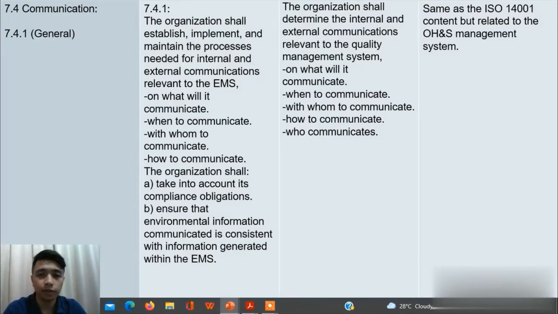It is similar for the three documents, which state that the organization shall establish, implement, and maintain the processes needed for internal and external communications relevant to their management system, which is on what to communicate, when to communicate, with whom to communicate, and how to communicate. And then the organization shall take into account its compliance obligations and ensure that environmental information communicated is consistent with information generated within the management system.